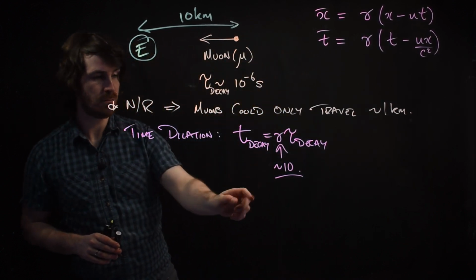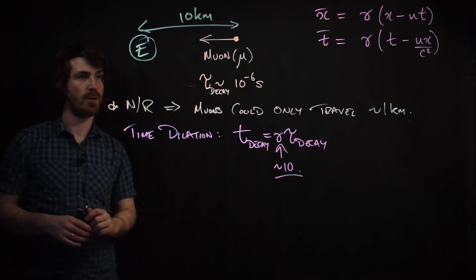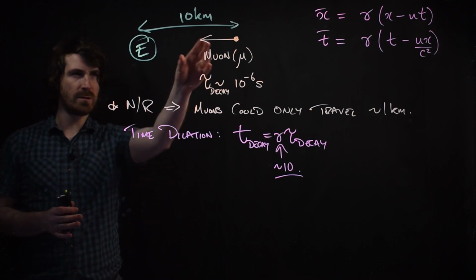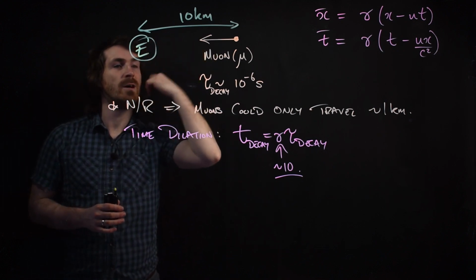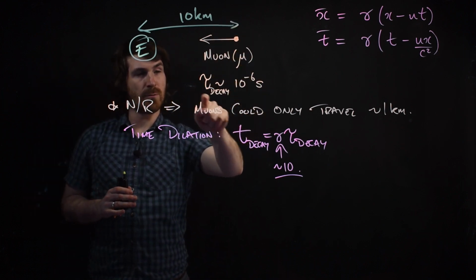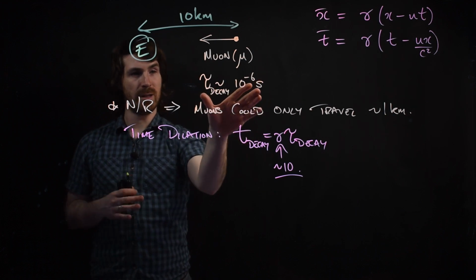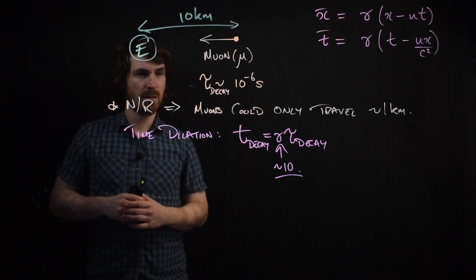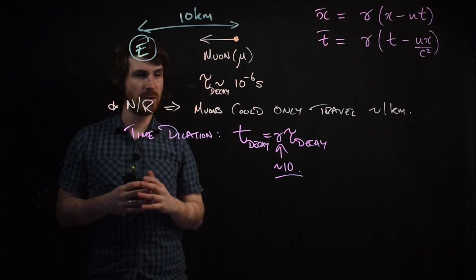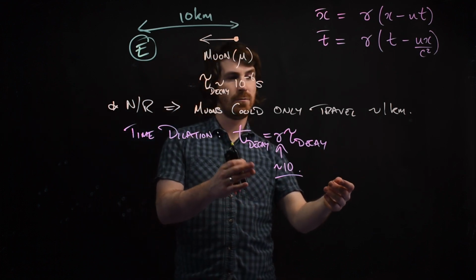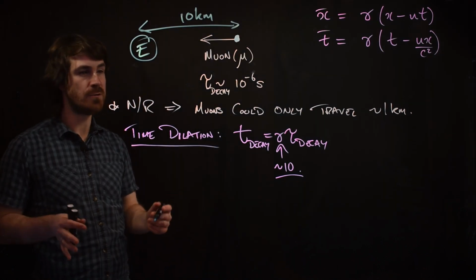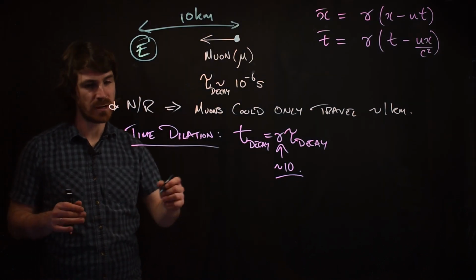Okay, so time dilation explains it from the point of view of someone on Earth. But what does the muon see? Okay, imagine you are the muon, or you're traveling with the muon. You know from your internal clock that you will live for 10 to the minus 6 seconds. Okay, and you know how fast the Earth is approaching you. So how can you explain the fact that you can travel further than a non-relativistic theory would tell you? So from the muon's perspective, we can explain this through length contraction.